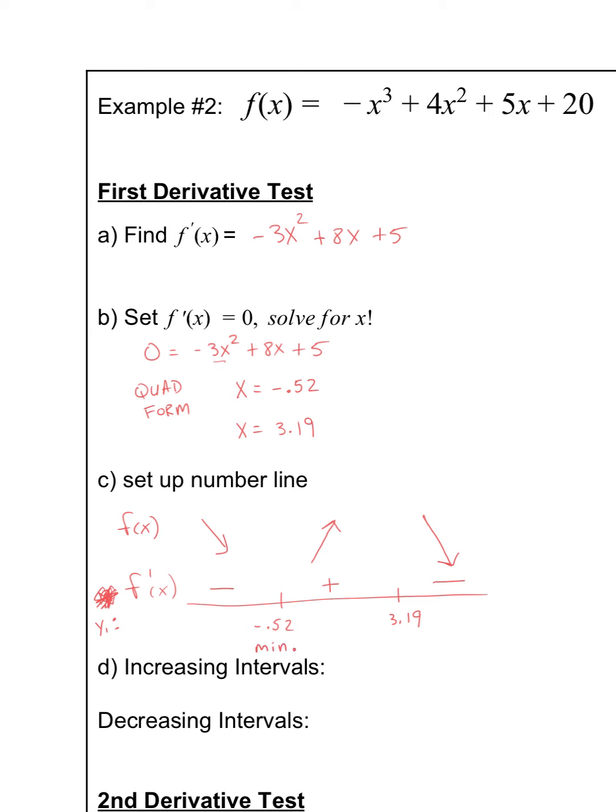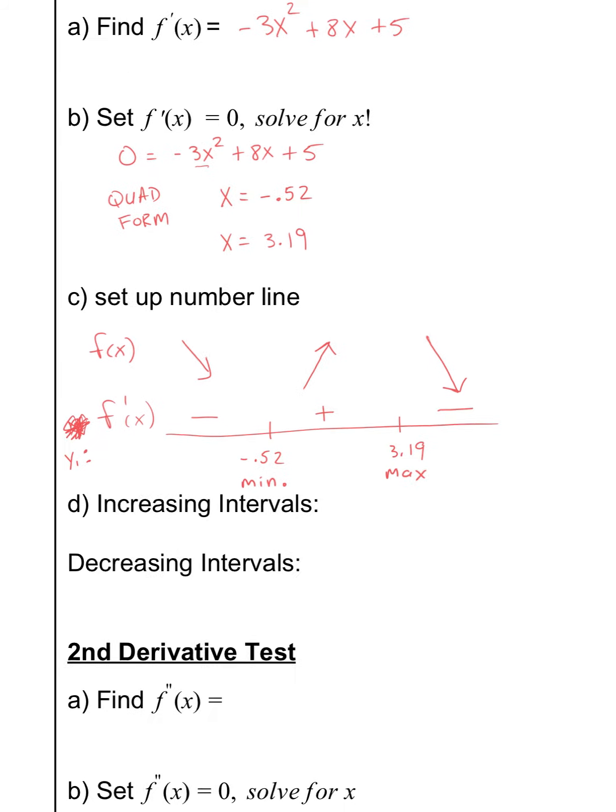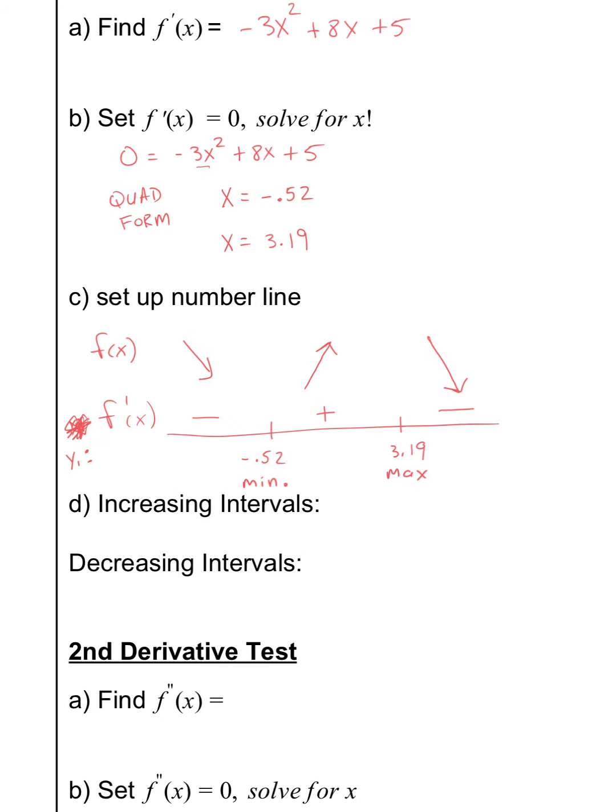Since we're going from increasing to decreasing and it changes right here, this is my maximum. Now I just fill out my information. I have only one increasing interval. It is the middle interval, negative 0.52 to 3.19. My original function is increasing right in here.